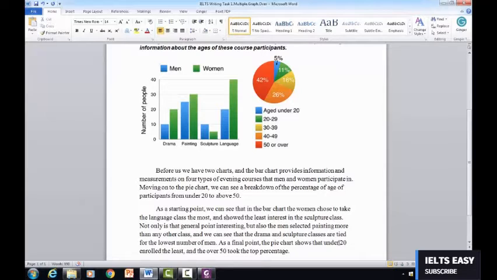Sometimes when you have a double chart, it can take a little bit more in terms of the sentences. But you can see here that we've captured everything in our general overview. We talked about the high and low for the bar chart. We talked about the high and low for the pie chart. And this is what it would look like.